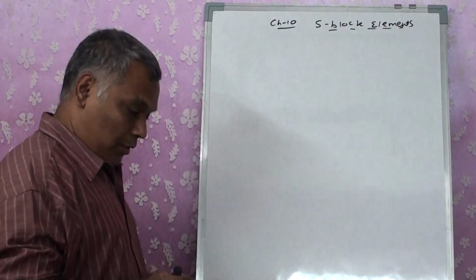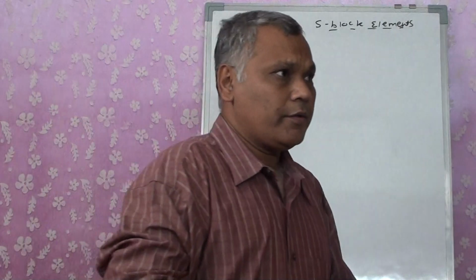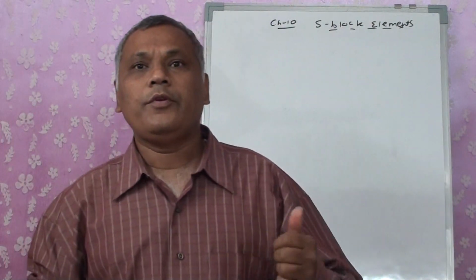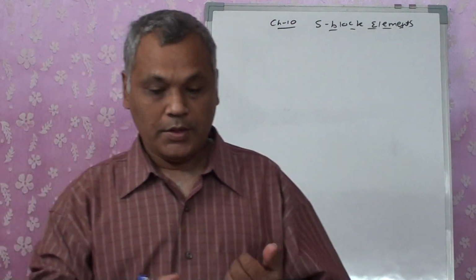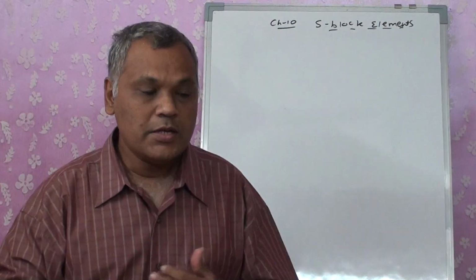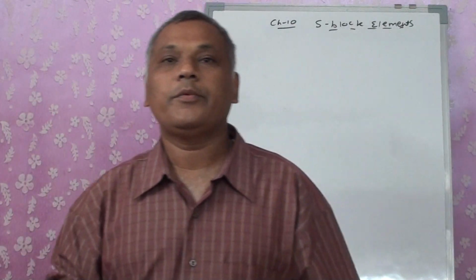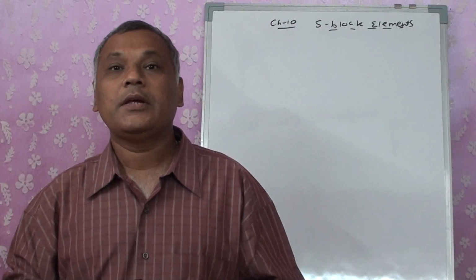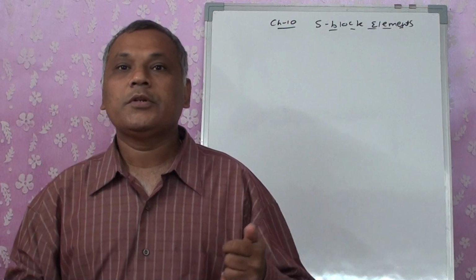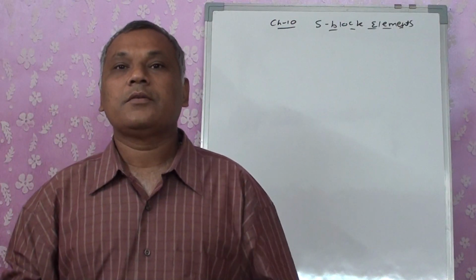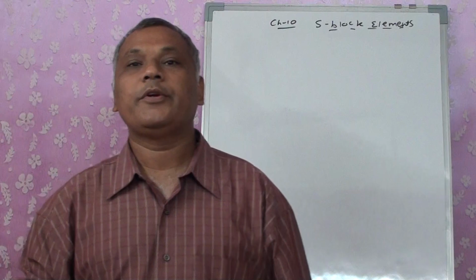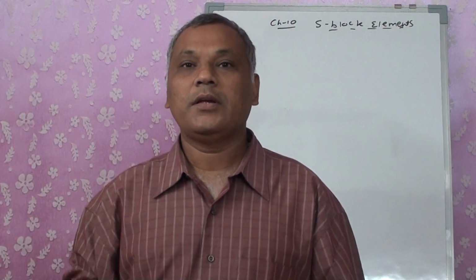Now, all of you have studied it in our third chapter, the periodic table. Right? We know that we have classified the periodic table into four blocks: s, p, d and f. The first and the second group of the periodic table are termed as s-block elements, because the last electron enters the s orbital.